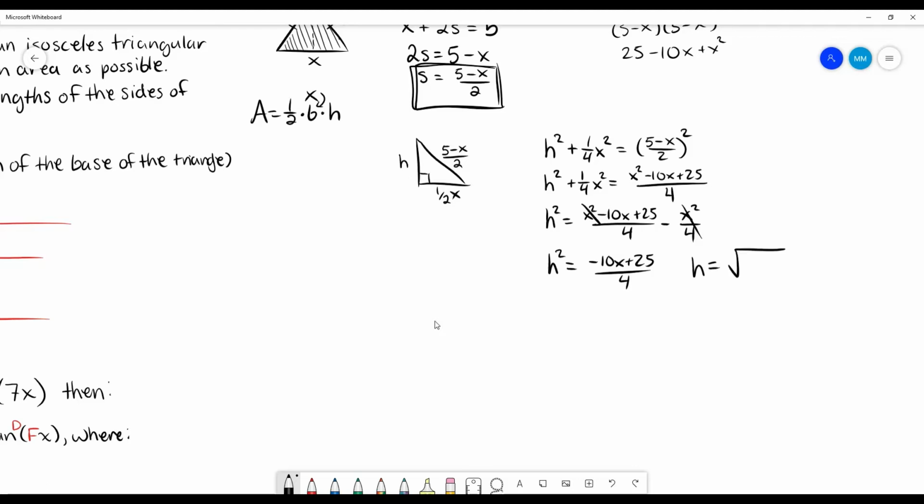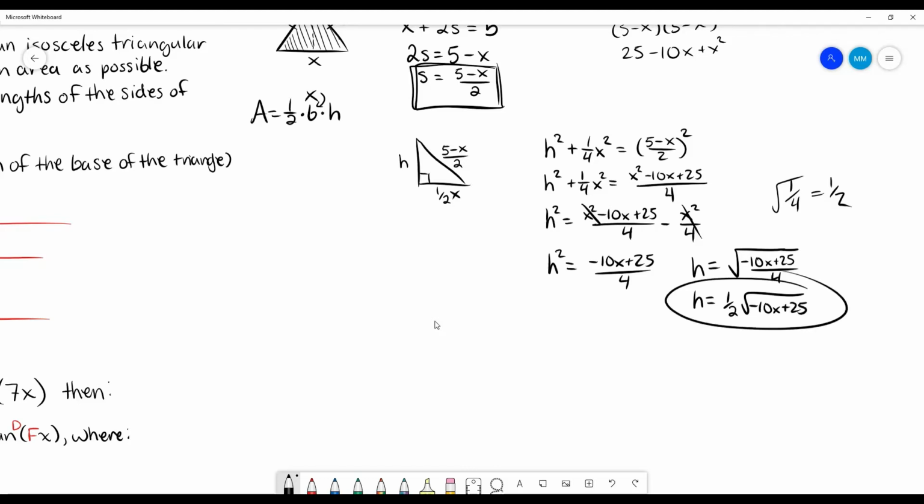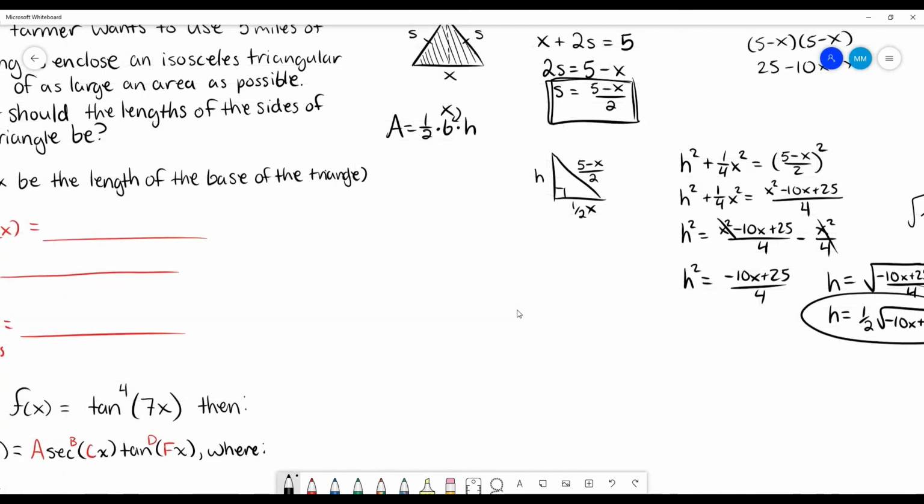Therefore, h equals the square root of this. And that's pretty ugly, but that's what we're going to use. Although, before I go any further with that, I know that the square root of 1/4 is 1/2. So I'm actually going to pull this out because this is the same as this bit times 1/4. So I can rewrite my h as the square root of 1/4, which is 1/2, times all of this now. So there we go. That's, I think, the simplest way I can write what our h is.